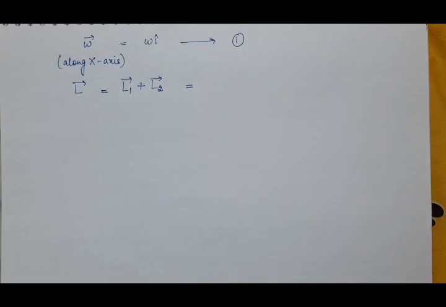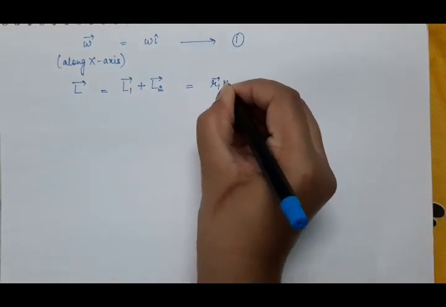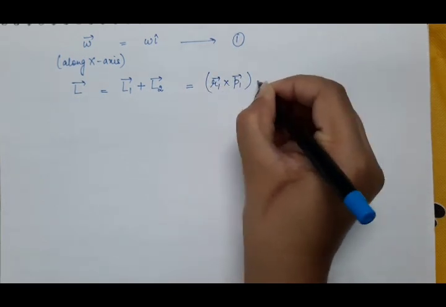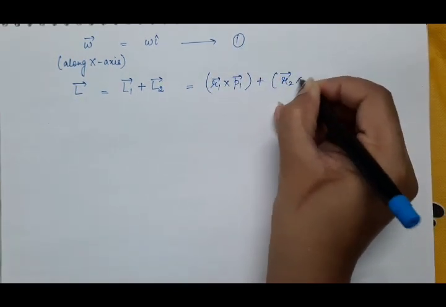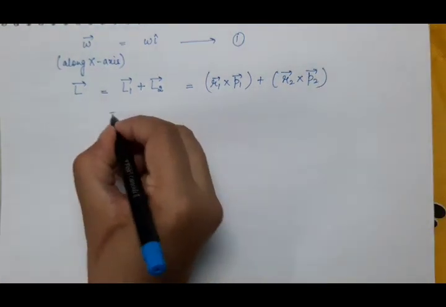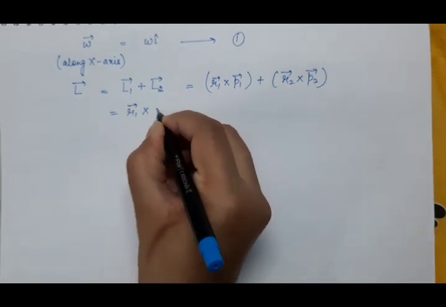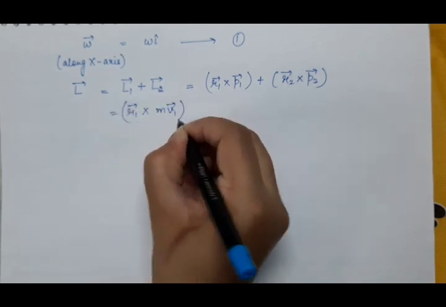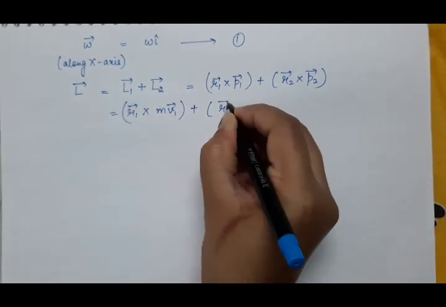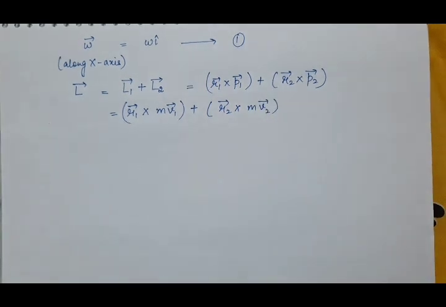And what is the formula for angular momentum? It is R cross P. So here it will be R1 cross P1 plus R2 cross P2. And what is the formula for the linear momentum vector? It is mass into velocity, so m into V1 plus R2 cross m V2. Mass of both the particles is same, point masses.